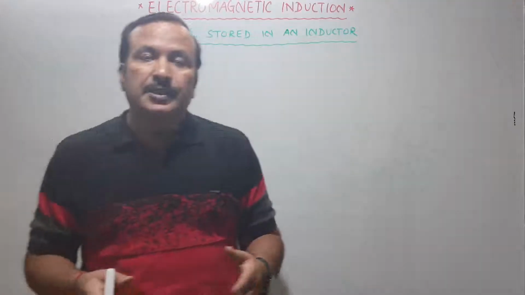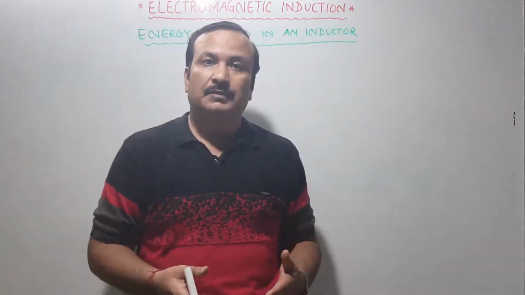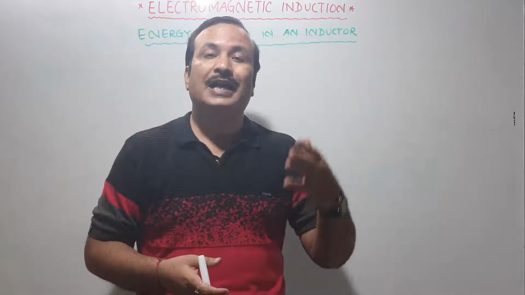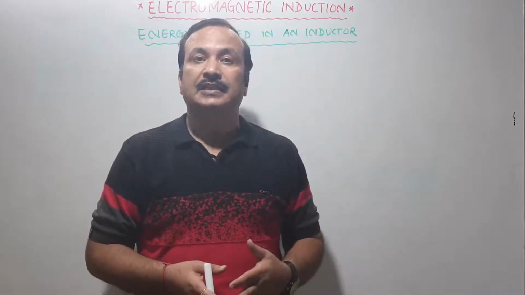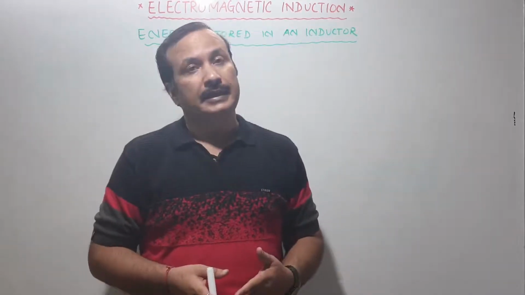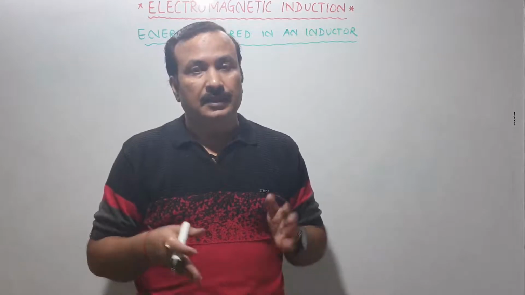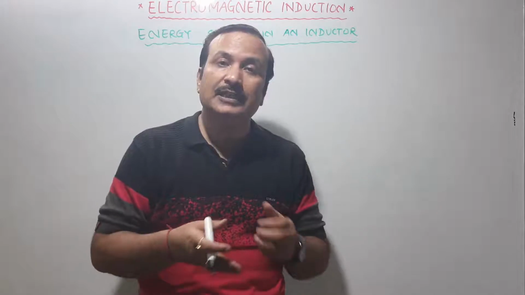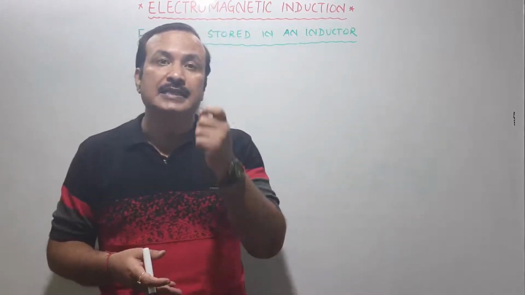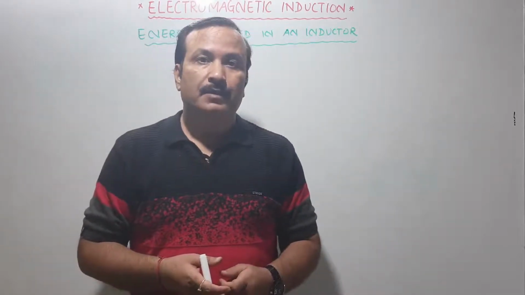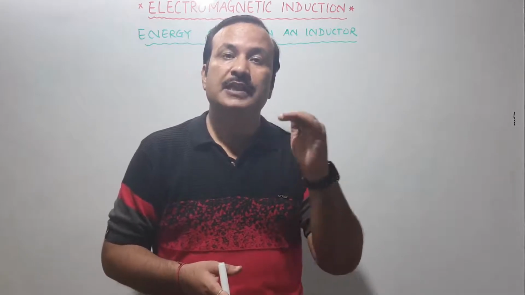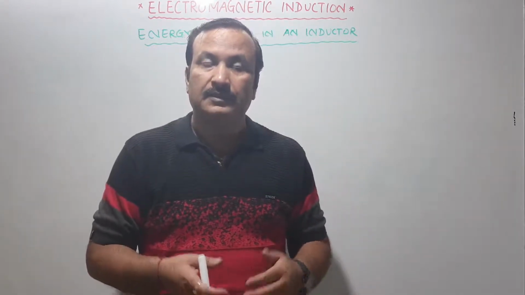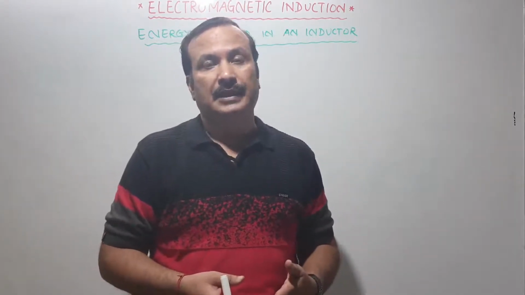So how? The work done by the external source is stored as potential energy, the magnetic potential energy of the inductor. Getting my point? Which energy do we need to calculate? The work done that we have to do against that back EMF for the constant flow of the current, that is stored as magnetic potential energy of the inductor.